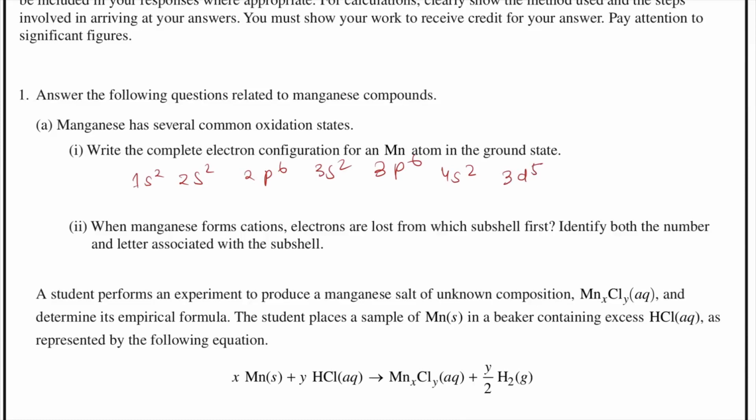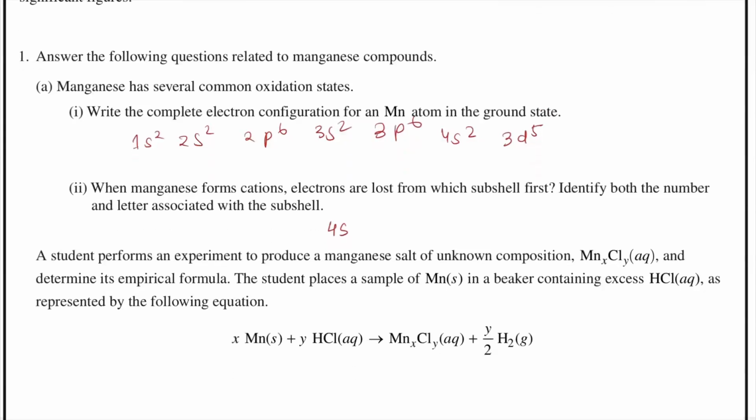Now, the second question asks, when manganese forms a cation, the electrons are lost from which subshell first? When you look at this, you will think that it will go from the 3d, but no, because 3d is not the valence shell. The valence shell is actually 4s. See, it's bigger in the principal quantum number. So these are the valence electrons in the 4s, so it's going to be taken out from the 4s first.